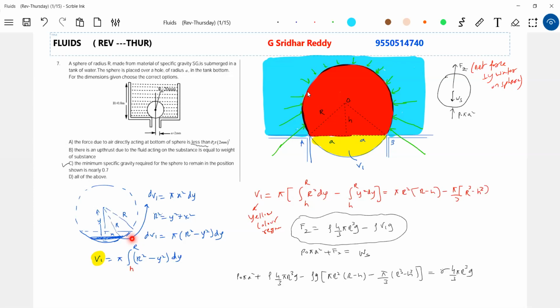So I'll assume a thin disk. The problem may appear very simple, but calculations are involved. You assume a thin disk here. The thickness of that be dy, radius be x. Then what will be the volume of this thin disk? Volume of thin disk is equal to pi x square dy, where dy is the thickness. Okay, now we'll look at this triangle: r square equal to x square plus y square.